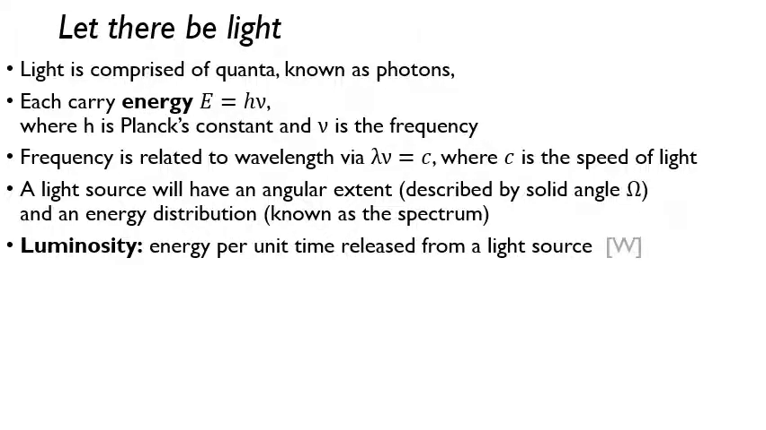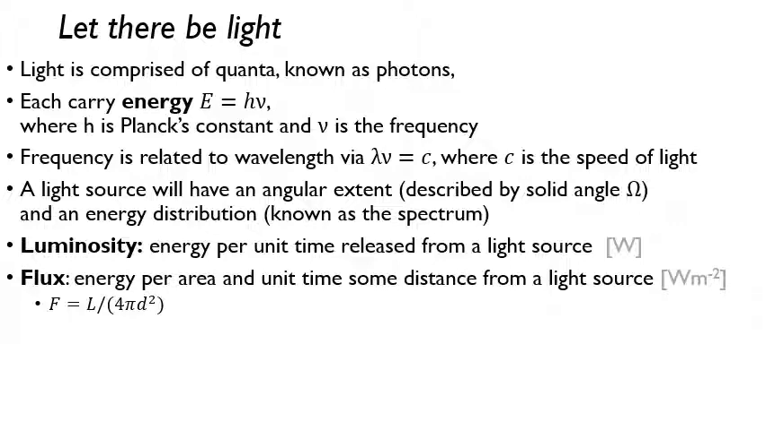When we describe a light source, there are different ways to think about that light source. Similarly, when we describe the light we detect, there are different quantities that we care about. So the luminosity, this is the energy released per unit time from a light source. The MKS unit is the watt, which is a joule per second.